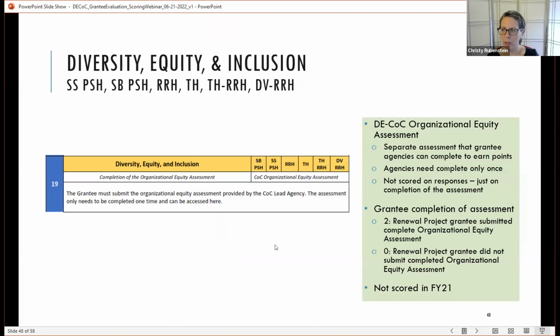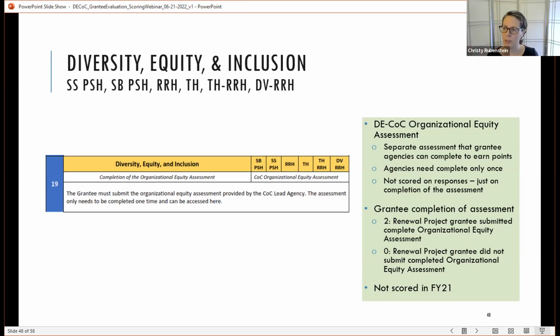All right, I'm going to try to move through quickly because I know Aaron's got some stuff to do too. So diversity, equity, inclusion. This one is new, the way we're doing it. Not scored in 21, although HUD threw out there that they wanted the CoC to look at racial equity. What we're doing this year is there's going to be an organizational equity assessment. If you complete the assessment, then you get 2 points. If you don't, then you don't get any points. The agency must only complete the assessment once. It would be the same.